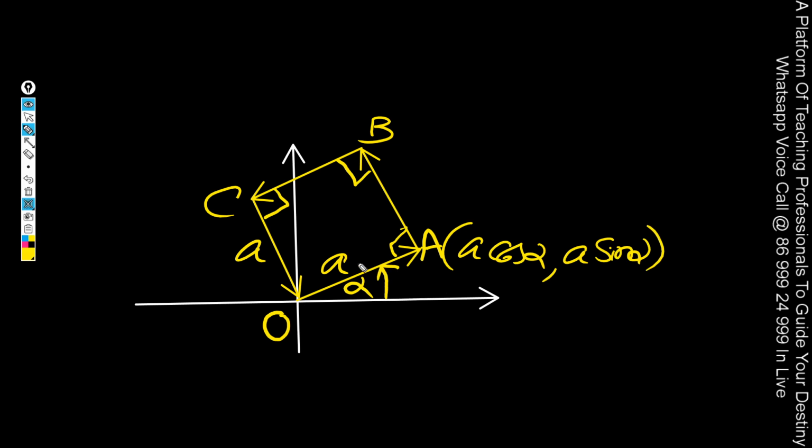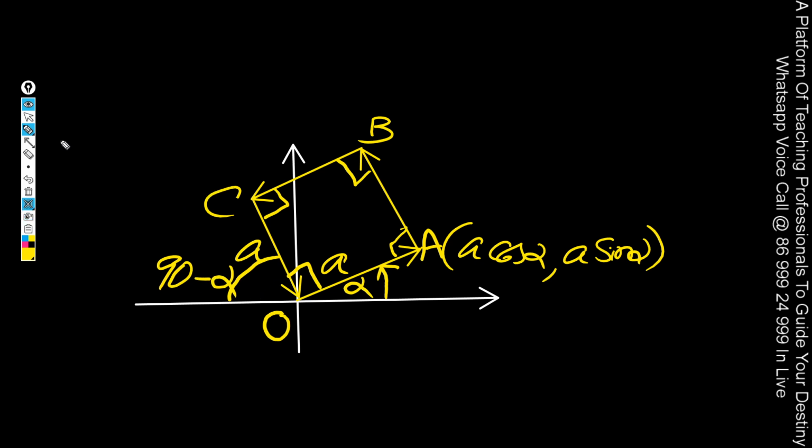Now see how much rotation is done here. This is important here. How much rotation is done here? This is 90. To reach this point, 90 plus alpha rotation is done. And hence, this angle will be 90 minus alpha. This is 90 plus alpha, this is 90 minus alpha.